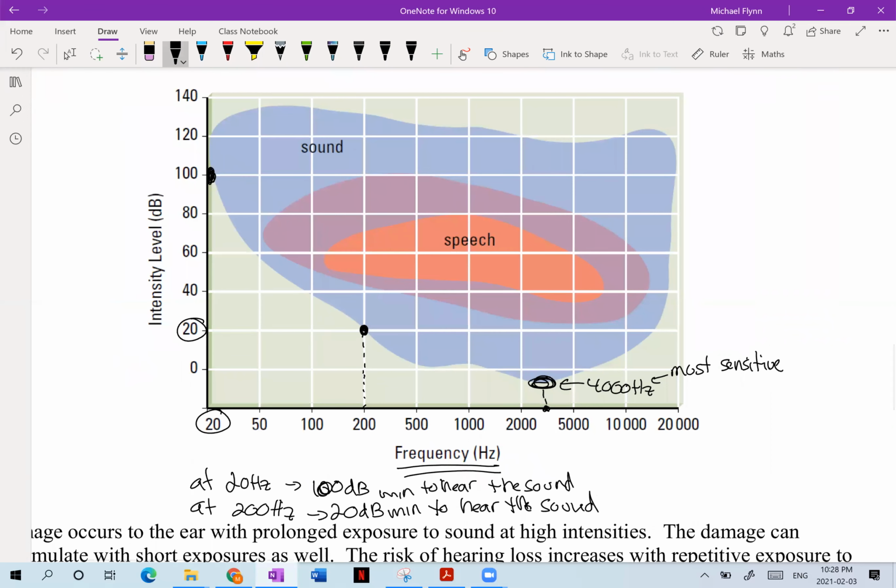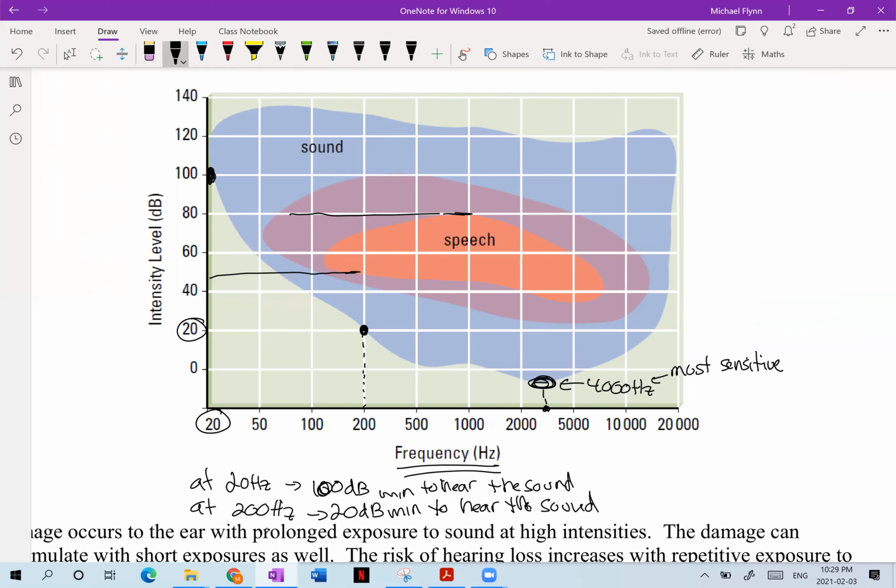Now, human speech, you're hearing the sound of my voice right now. If you were standing a few meters away from me, it depends on how low my voice is, but for men, somewhere around here. For women, it's somewhere up here, for your speaking frequencies. And we typically speak somewhere between 50 and 80 decibels in loudness.